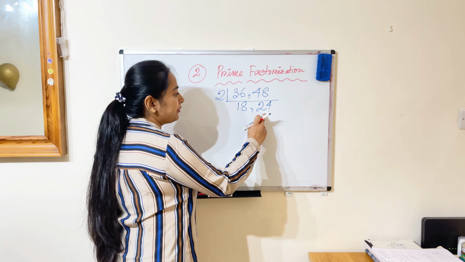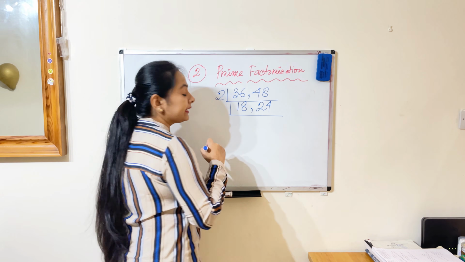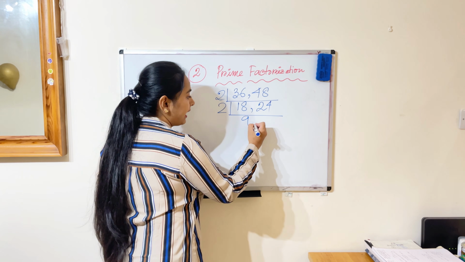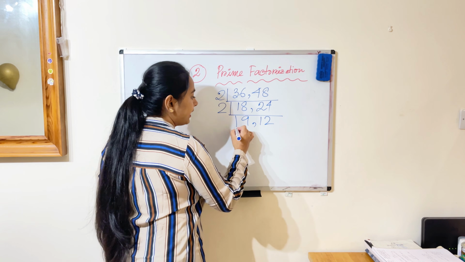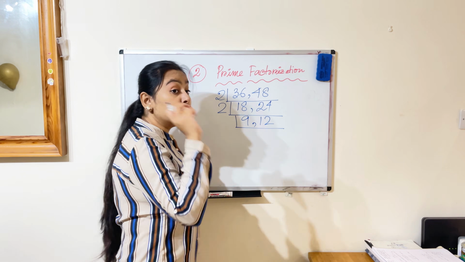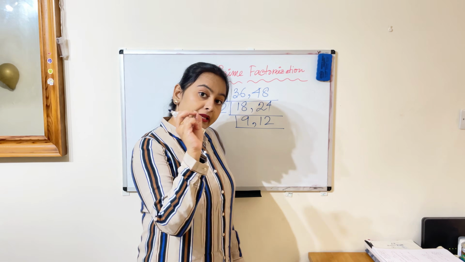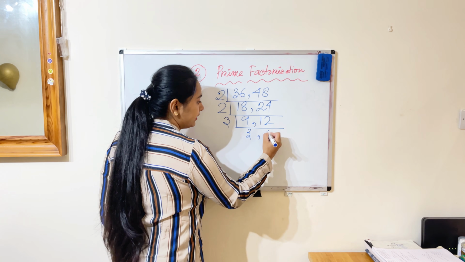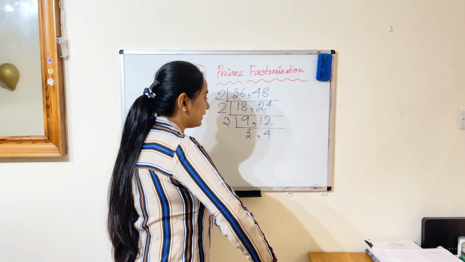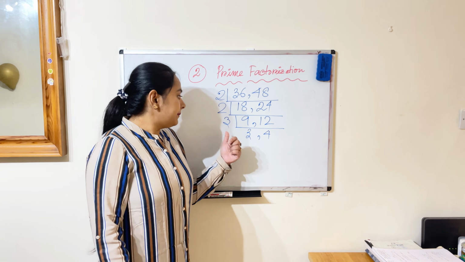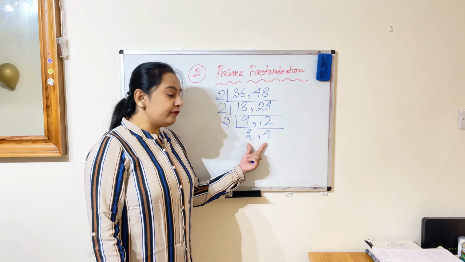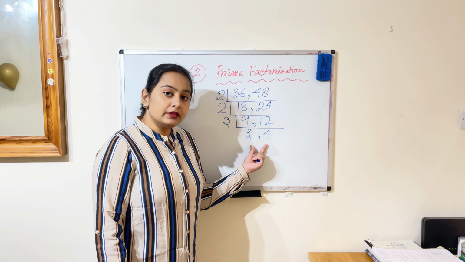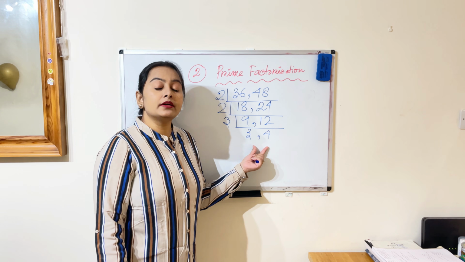So 18 and 24, both of these numbers can be divided by 2. 9 and 12. Now 9 and 12, both of these numbers can be divided by 3. So I am taking 3 for this. 3 3s are 9, 3 4s are 12, right? So see, these 3 and 4, this set of numbers, these are co-prime numbers. There is no common factor between these two numbers.